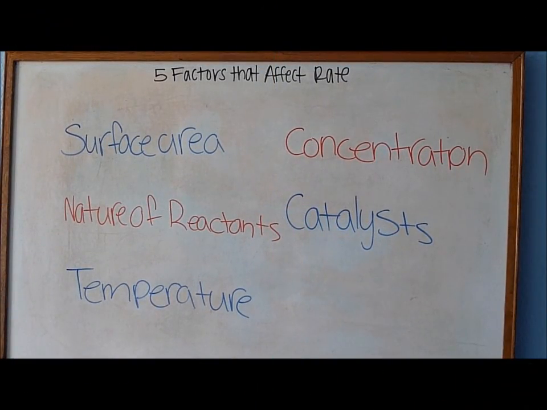So these are the 5 factors that affect rate. The first one is the surface area. The surface area affects the rate because smaller particles have a bigger surface area, so they react faster. Then there's the nature of reactants, and the rate depends on a particular reactant and the bonds involved. The next one is temperature. When there is a higher temperature, the particles move faster, so there is a greater kinetic energy and stronger collisions, resulting in a faster reaction.